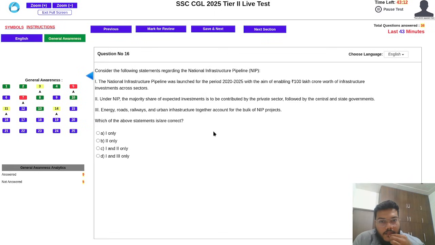Which is the holding regarding National Infrastructure Pipeline? The National Infrastructure Pipeline for the period holding 16 lakh crore worth of infrastructure across sectors. 100 लाख करोड़. इतनी तो जीडीपी नहीं है. And then the majority share of export is to continue to be national infrastructure pipeline.